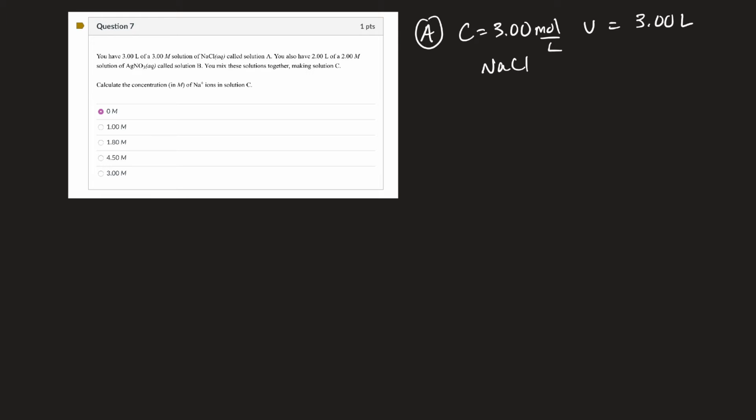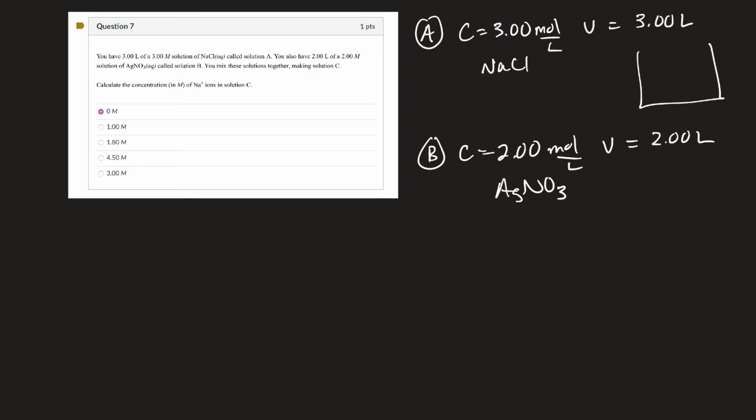And then I have solution B, which has a concentration of 2 moles per liter and has a volume of 2 liters. And that's silver nitrate. Okay, so in this jug, I've got sodium ions and chloride ions. In this container, I'll have silver ions and nitrate ions.